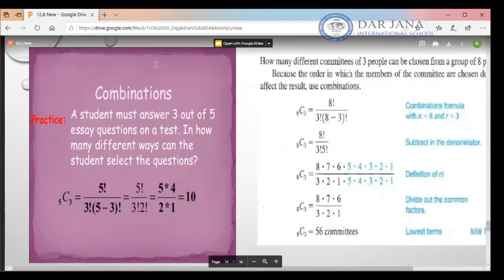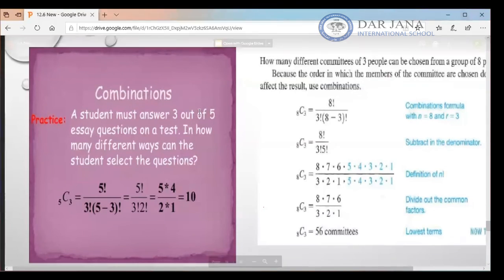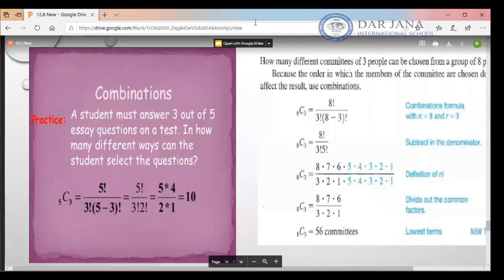Okay, so let's check how it's going to be. You have 3 out of 5. So 5 will be the n, and 3 will be the r. And as we said, combination, order does not matter. So it's going to be 5C3, 5 factorial over 3 factorial times (5 minus 3) factorial. Now here they just simplified manually. Of course, you can do it using the calculator. 5 factorial over 3 factorial, 2 factorial.